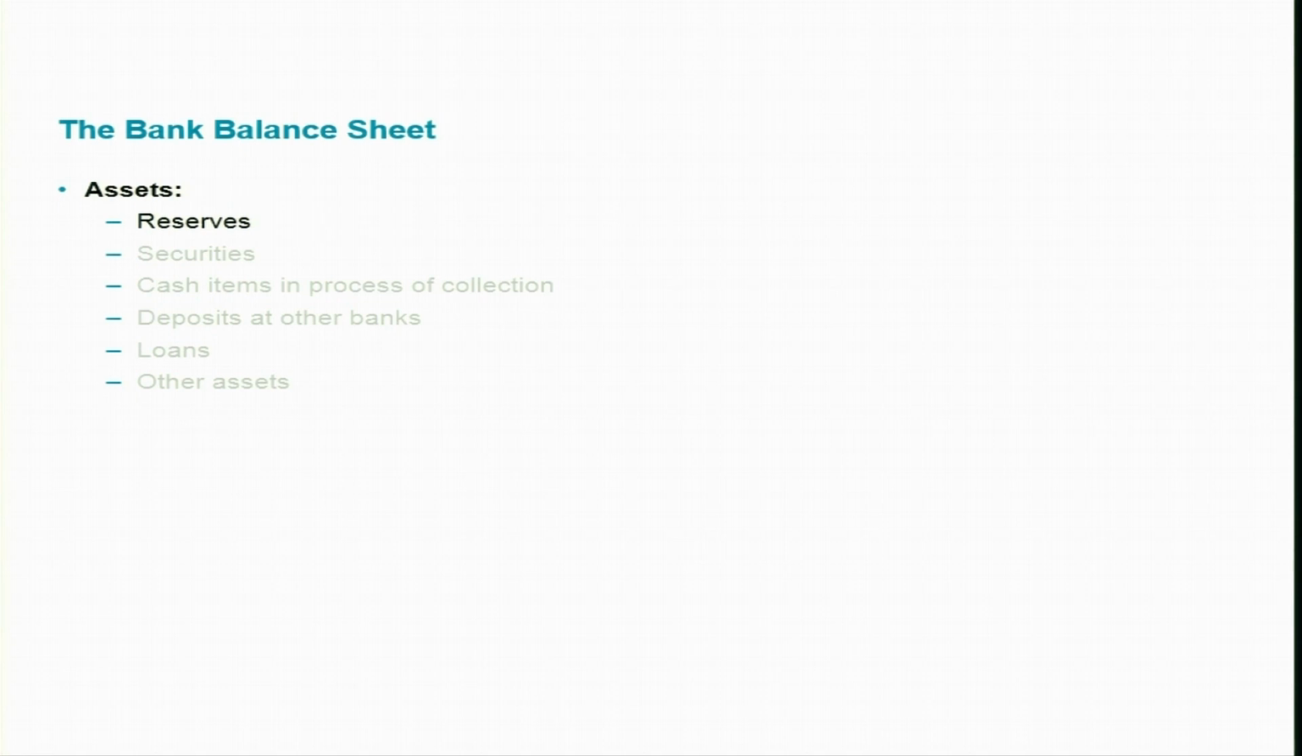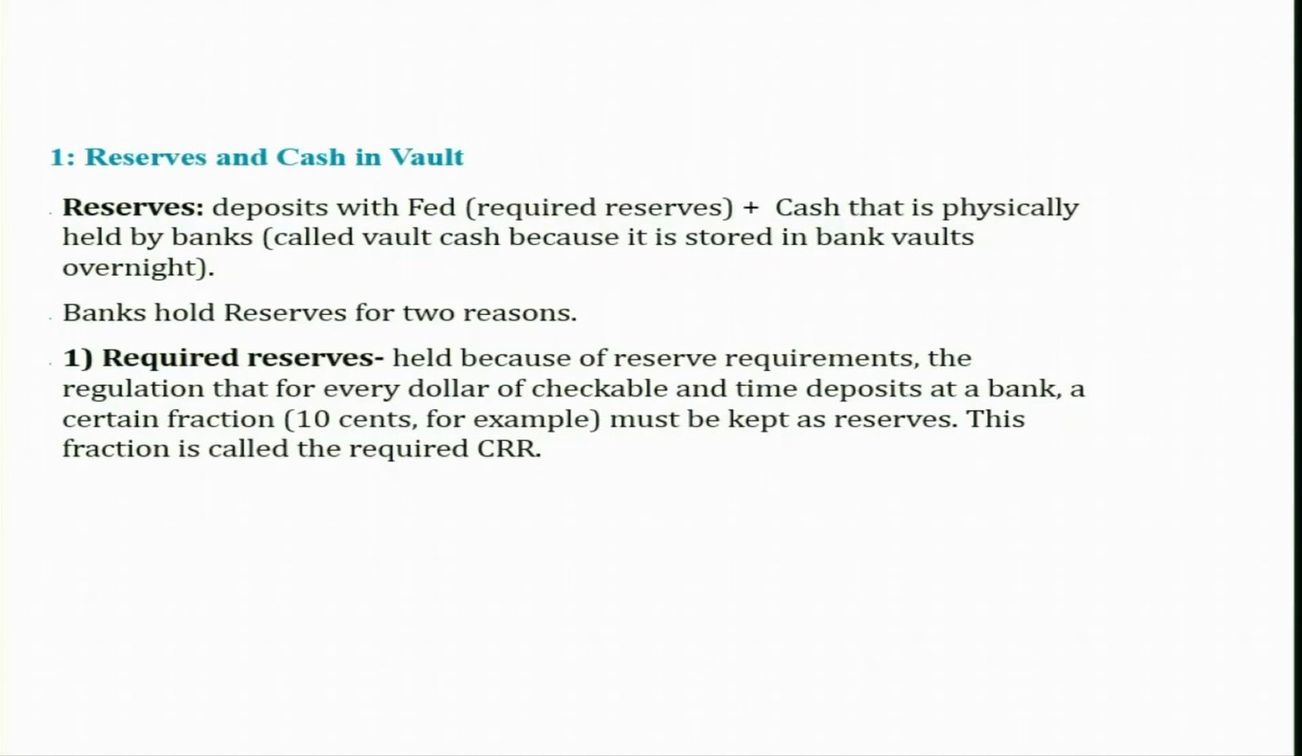So far we covered the liability side. Let's now move to the asset side, and again go one by one. The first one is called reserves. Reserves include reserves plus cash in vault. There are reserves with the Fed, the central bank, called required reserves, plus cash that is physically held by banks on their shelf, in their vault. It is also called vault cash because it is stored in bank vaults overnight.